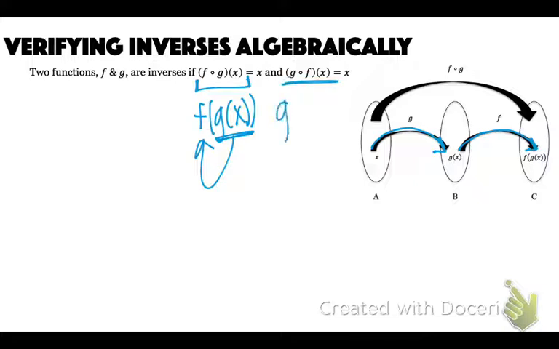So I'm going to take whatever g of x is and plug it in for the x value in f. And this is saying g of f of x, I'm going to take the f function and plug it into g.